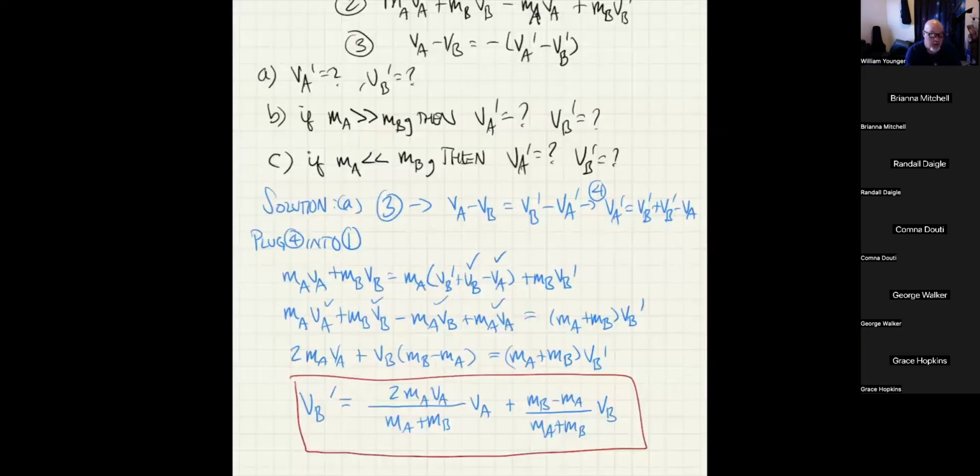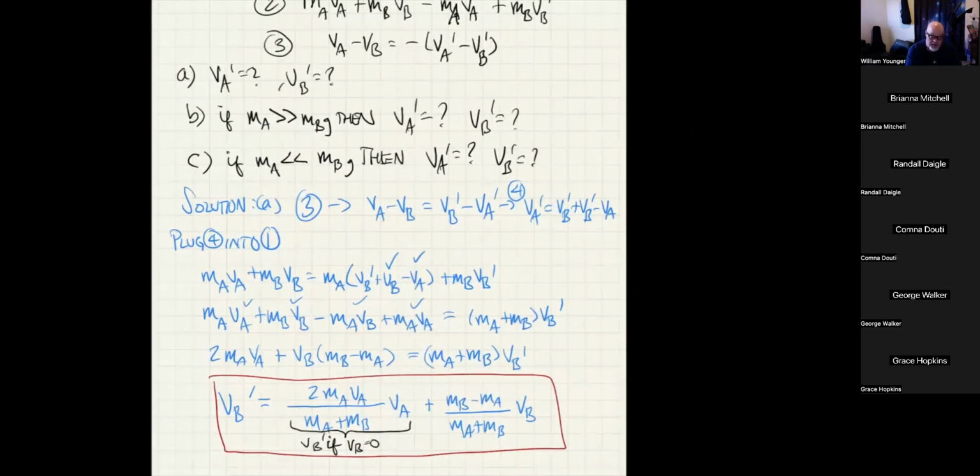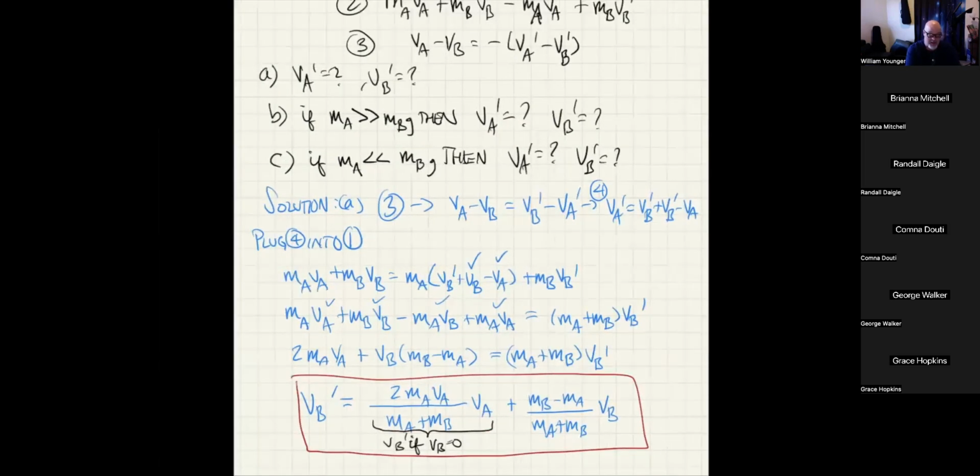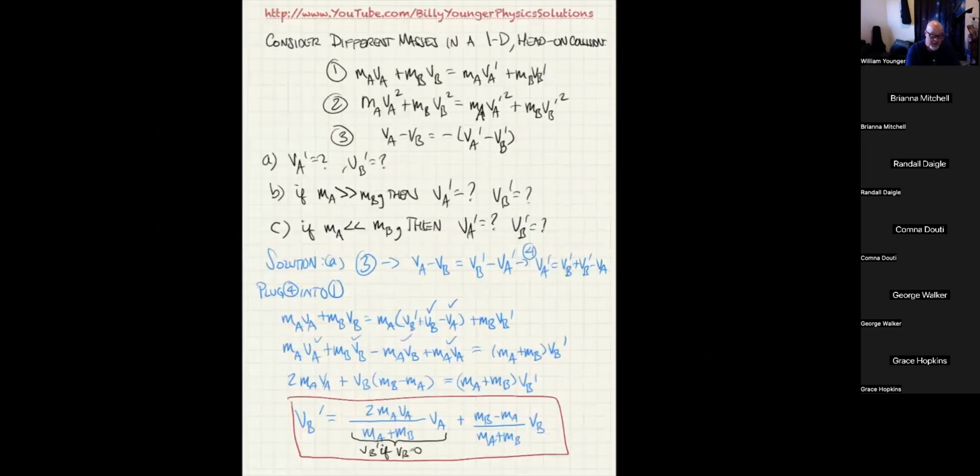So now I can say, okay, let's take this part right here. And this is VB prime if VB is equal to 0. And in fact, this part right here, MB minus MA over MA plus MB, looks like the actual acceleration from the Atwood machine. Now that I have VB prime, I can actually use that to find VA prime. All I have to do is say, let's lasso this baby.